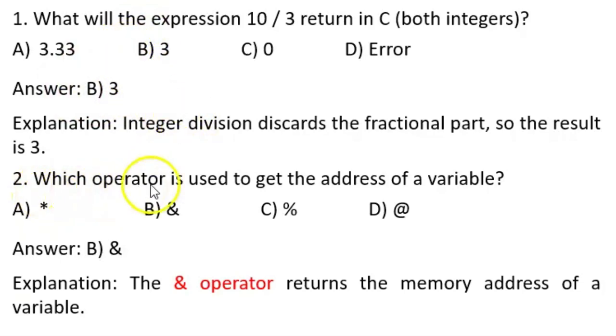Question number 2. Which operator is used to get the address of a variable? A, star. B, and (ampersand). C, modulo operator. D, at. The answer is B, and. The ampersand operator returns the memory address of a variable.